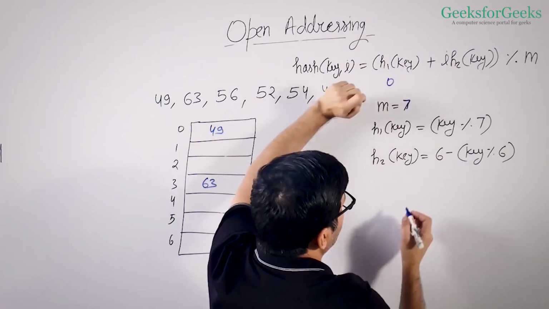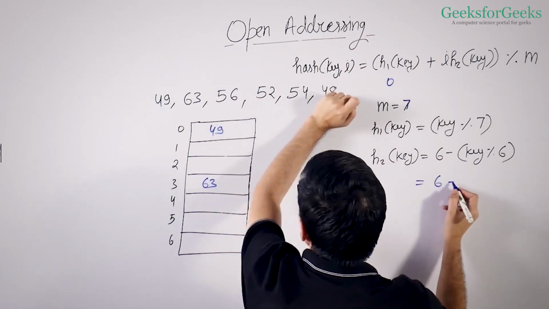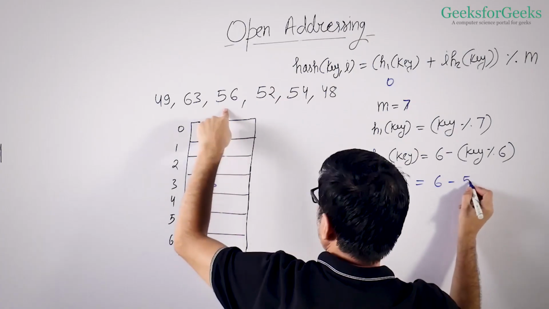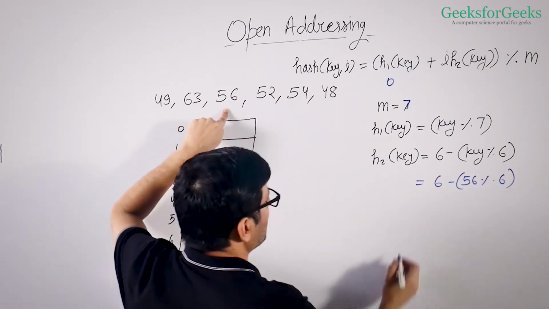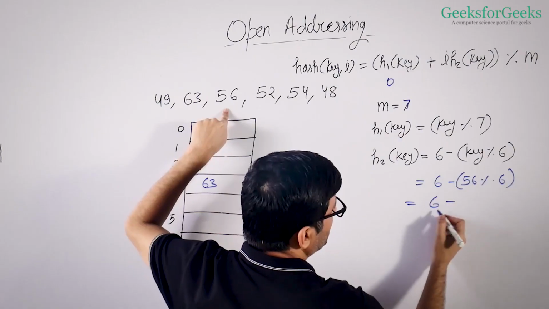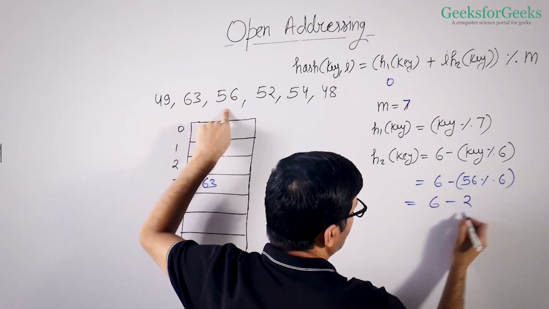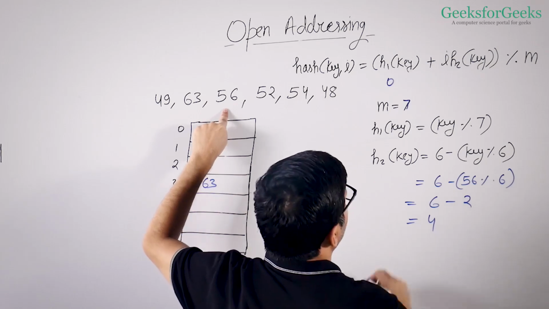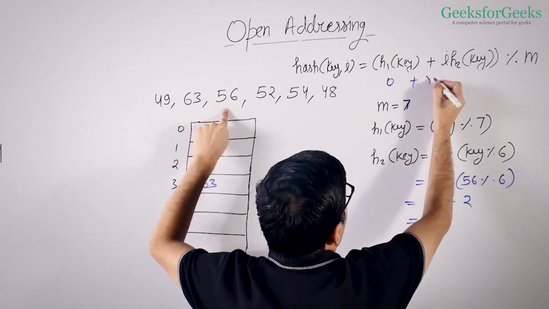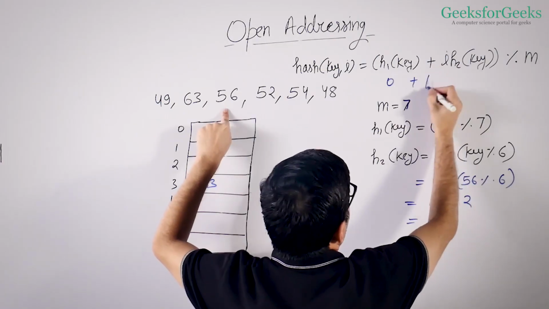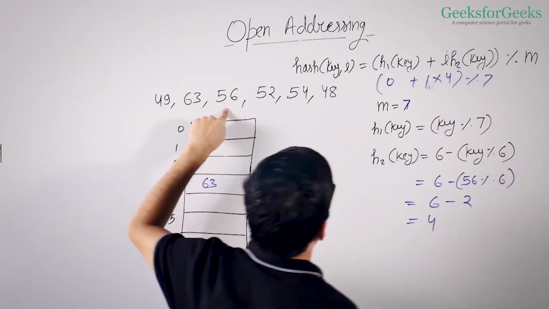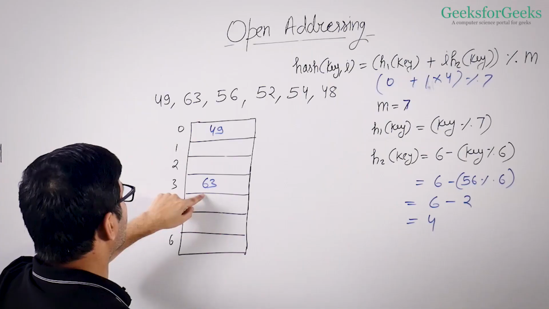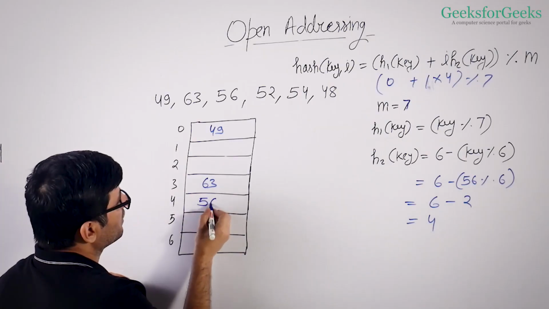So H1 key is 0. What will be the value of H2 key? 6 minus 56 & 6. So what will be this value? 6 minus 2. So you will get 4. And you will put 1 into 4 & 7. So what will you get? You will get 4. So you will insert 56 here.